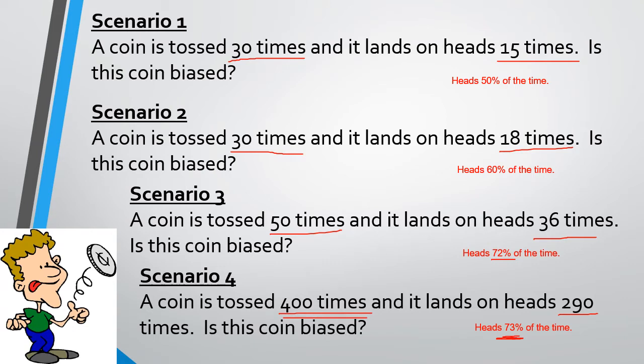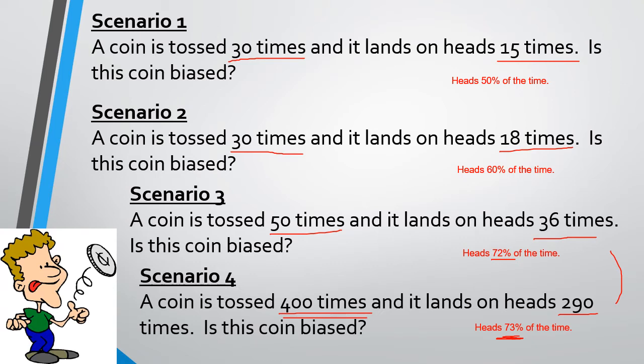Again, I'm not going to say anything about scenario 4 for now. I'm going to let you decide for yourself if that's a biased coin or not. But hopefully you can see the difference between these two. Even though it's the same percentage, the fact that I've done it more, you might be more ready to say that in scenario 4 it's a biased coin. Now, this is the whole point of hypothesis testing.